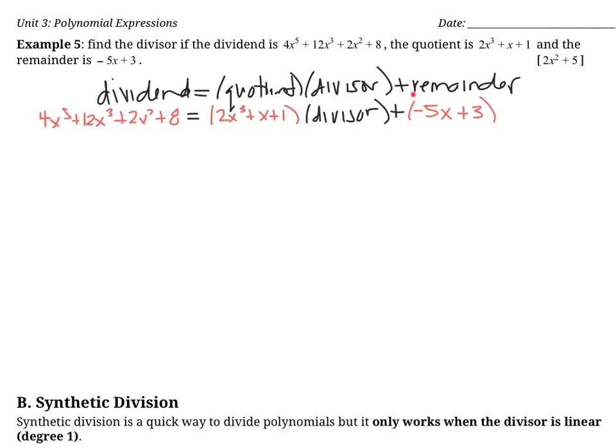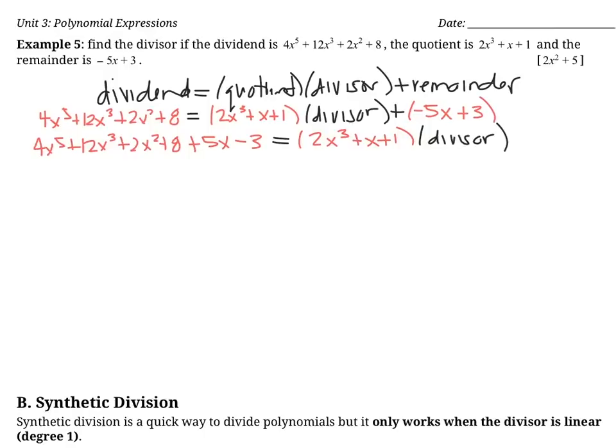So first thing, let's bring the remainder over onto the other side. So on this side of the equation, we've got 4x to the power of 5 plus 12x to the power of 3 plus 2x squared plus 8. And then we're going to have a plus 5x when we bring that remainder onto the other side, and then minus 3. And on this side, we're going to still have our quotient, which is 2x to the power of 3 plus x plus 1. And of course, our divisor that we're trying to isolate.